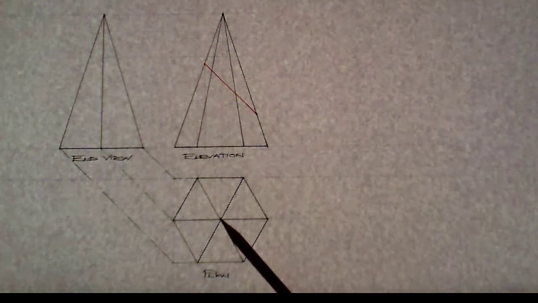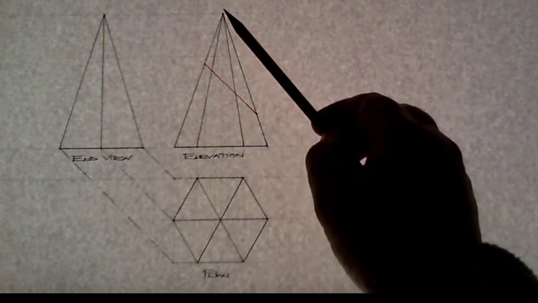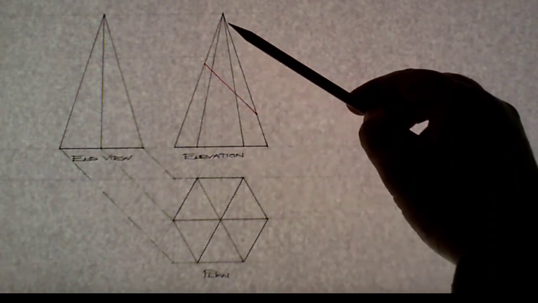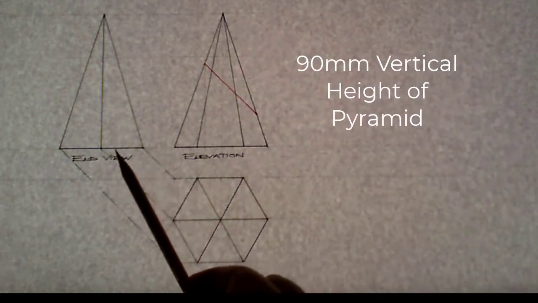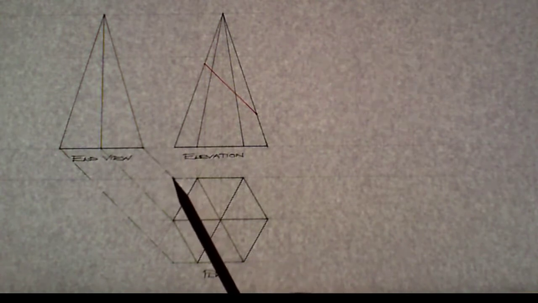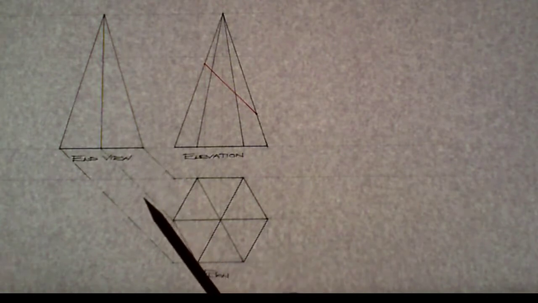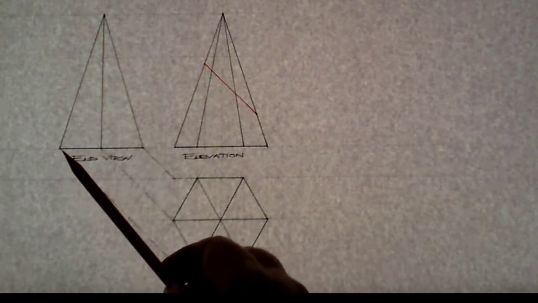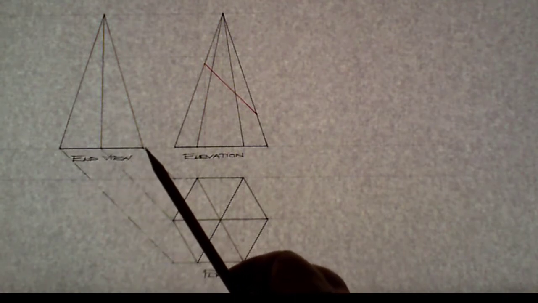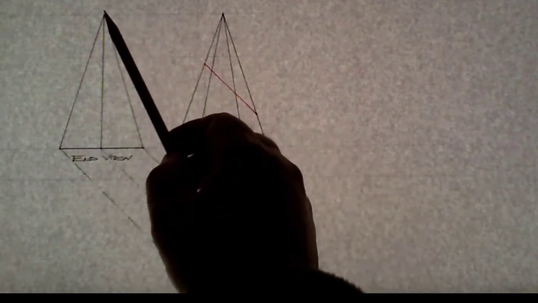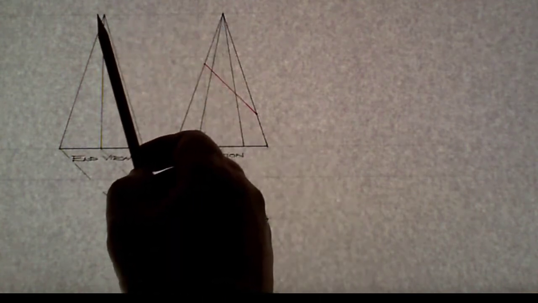Now the top of the pyramid, very simply on plan, I just joined the diagonals. That gives me the center point, which is the top of the pyramid. That is 90 millimeters vertical height. The end view is drawn in simply by bringing my points across from plan on the vertical line here, bringing them up at 45 degrees, and then where they hit the baseline, the XY line, I connect it up to the 90 millimeters height I bring across from the elevation.